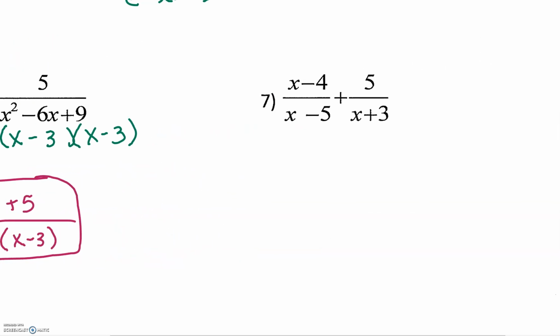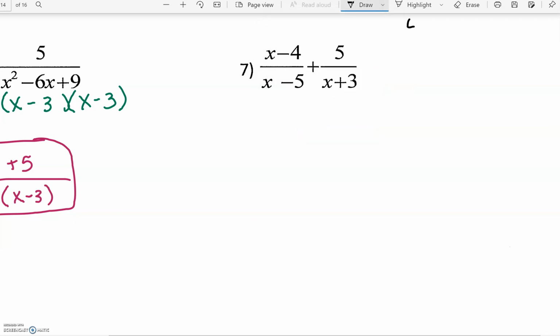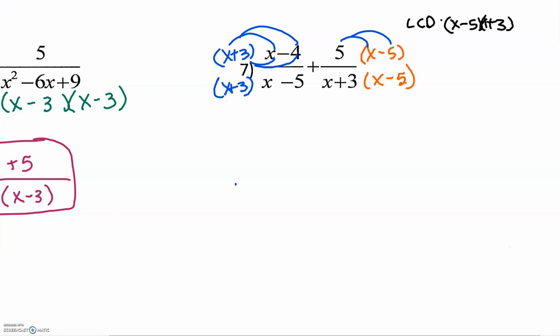So I want you to try this last one on your own. And there is a lot of FOILing and some distributing, but you can attempt it. And our LCD is going to be x minus 5 and x plus 3. So we are going to have to multiply this side times x minus 5 and then the left side times x plus 3. So you're going to FOIL here. You're going to distribute here. And keep it all over x plus 3, x minus 5.